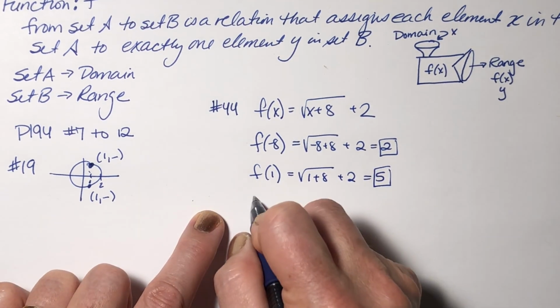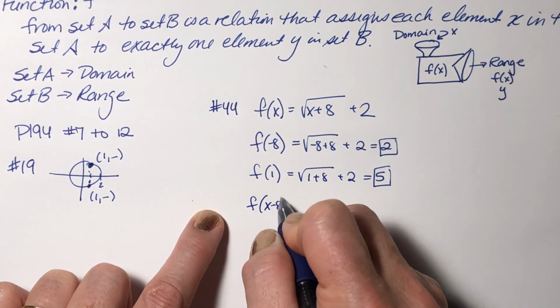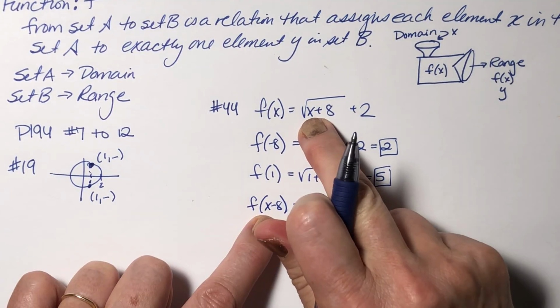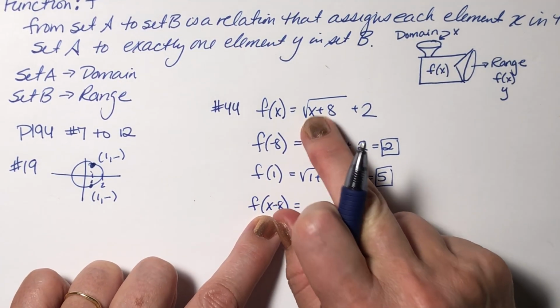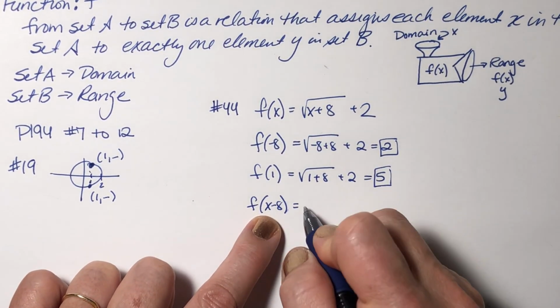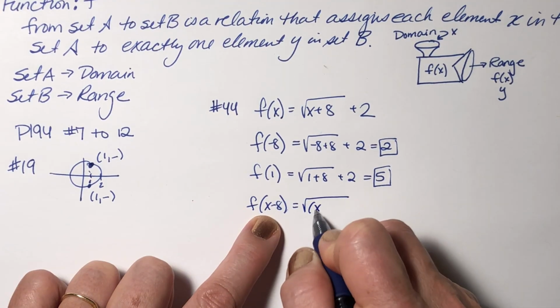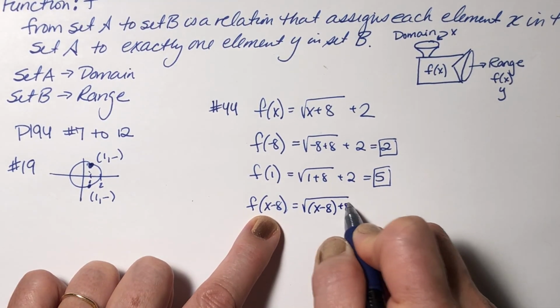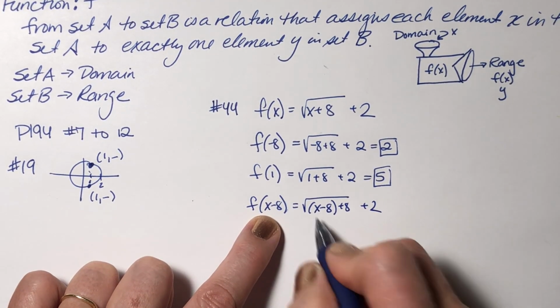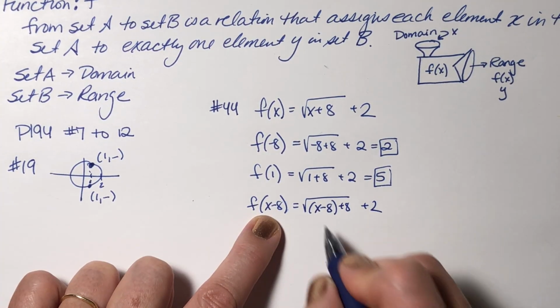And then they asked me to find f of, this is more fun, x minus 8. So everywhere in my original function that I had an unknown, everywhere that I had an x, I'm going to replace it with x minus 8. Okay? Just a substitution there. My parentheses don't do anything there for me, do they?